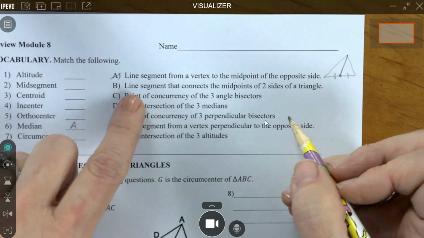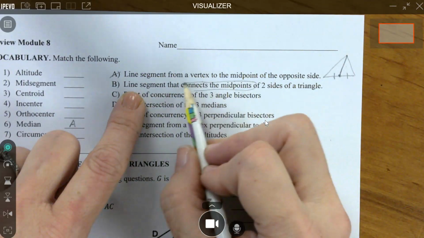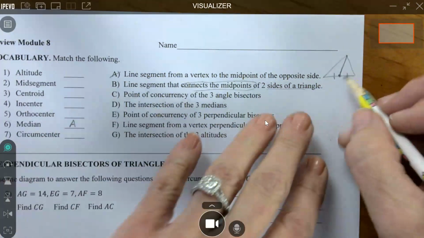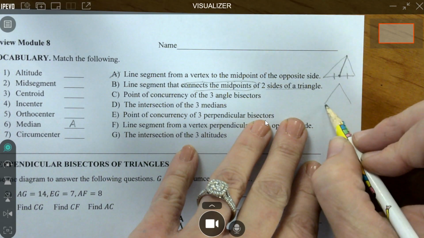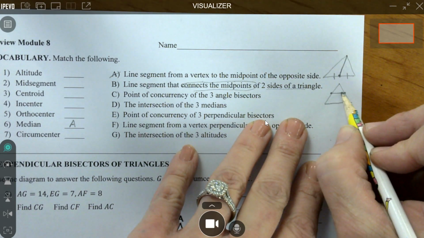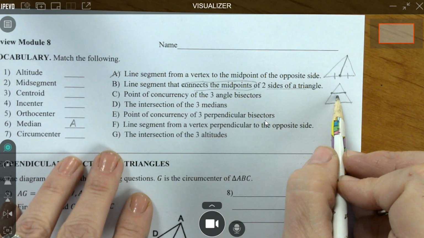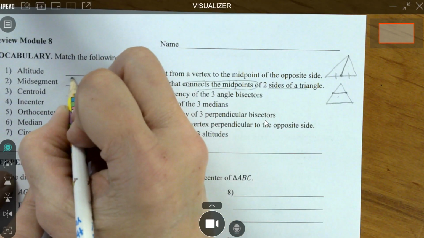And then B, line segment that connects the midpoints of 2 sides of a triangle. So I'm going to draw another triangle. Here's a midpoint, here's a midpoint, and my segment connects those. Okay, that is a mid-segment. So that will be B.